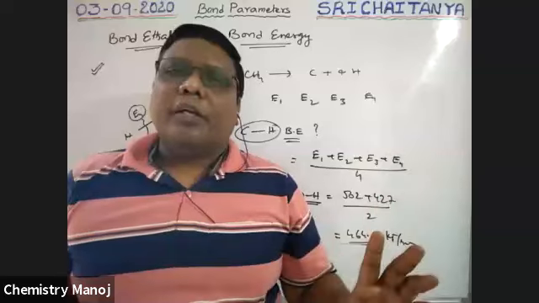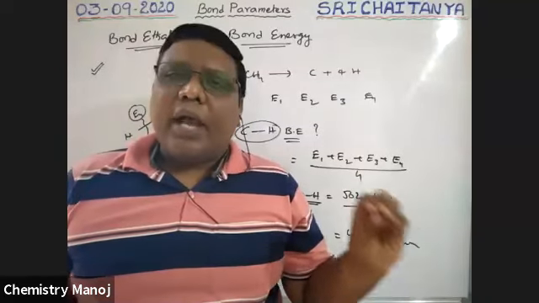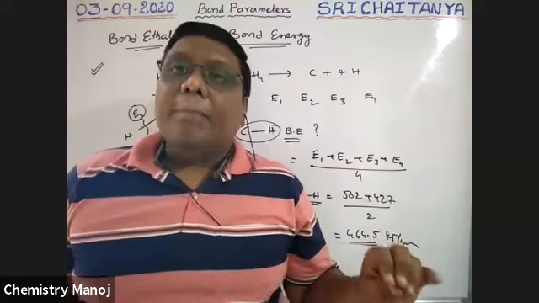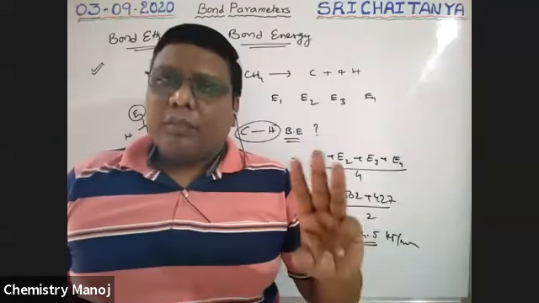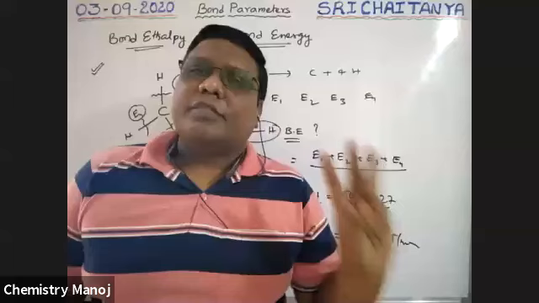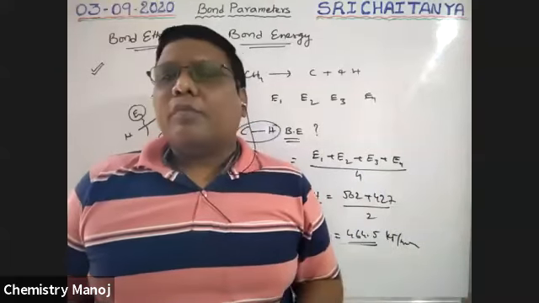This is bond order. Between any two atoms, the maximum possibility is always a triple bond. So that is the maximum bond order.